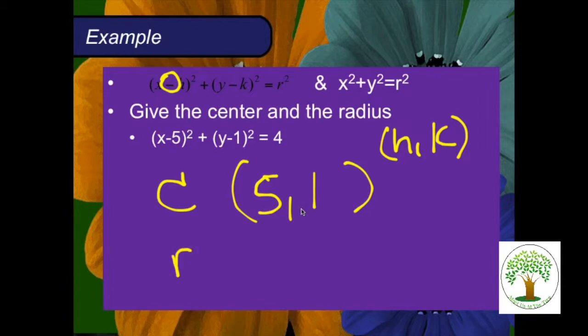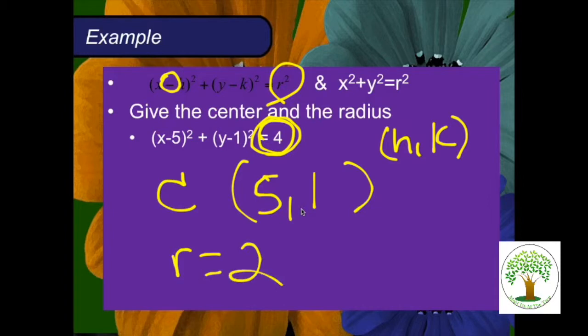But what about the radius? The radius is out here. And how is that related? Almost. r squared is out there. So what is r? How did we decide that? Square root of 4? The square root. So we take the square root of this number here, and we'll have a 2.